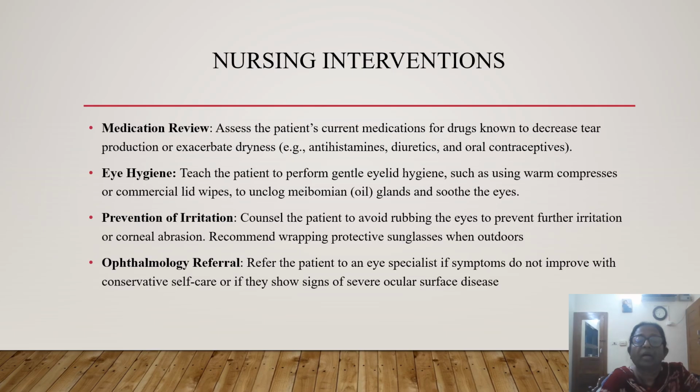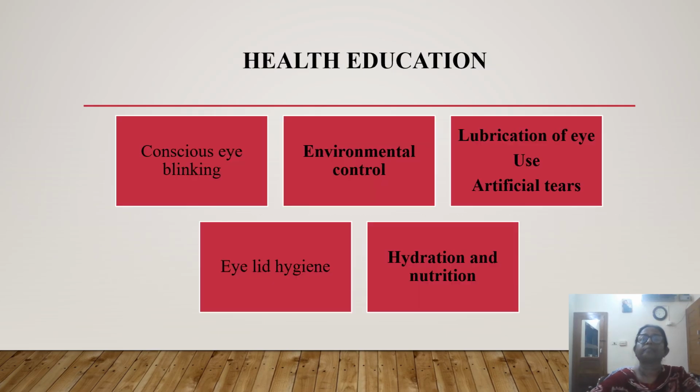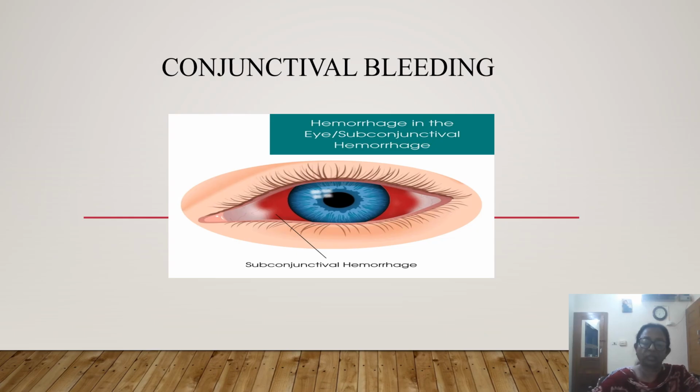Ophthalmology referral: refer the patient to an eye specialist if symptoms do not improve with conservative self-care or if they show signs of severe ocular surface disease. Health education mainly about conscious eye blinking, environmental control, lubrication of the eye, use of artificial tears, eyelid hygiene, hydration and nutrition. So the next topic is conjunctival bleeding, hemorrhage in the eye.